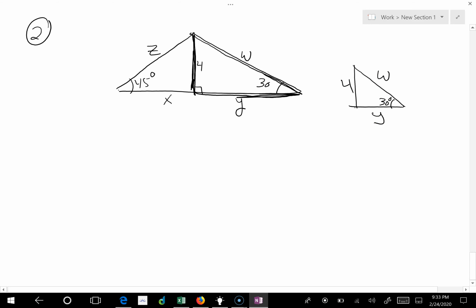If I know that sine of a 30 degree angle is opposite over hypotenuse, 4 over W. What is sine 30? That's 1/2. So 1/2 is 4 over W. So you cross multiply. W is equal to 8.